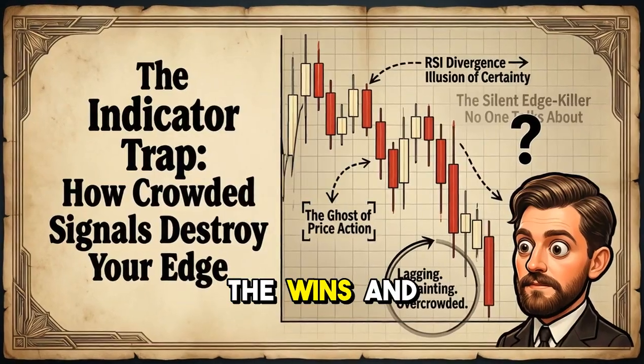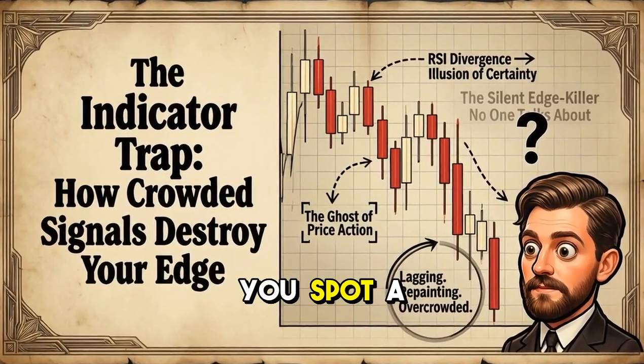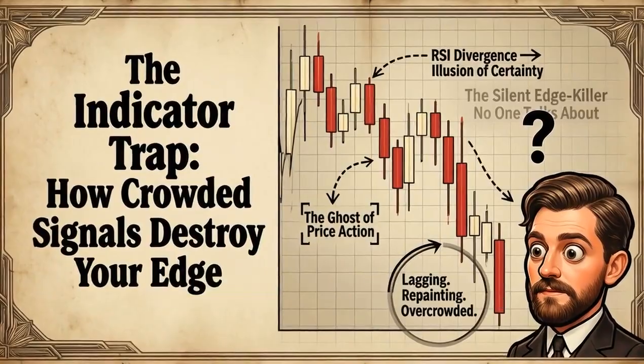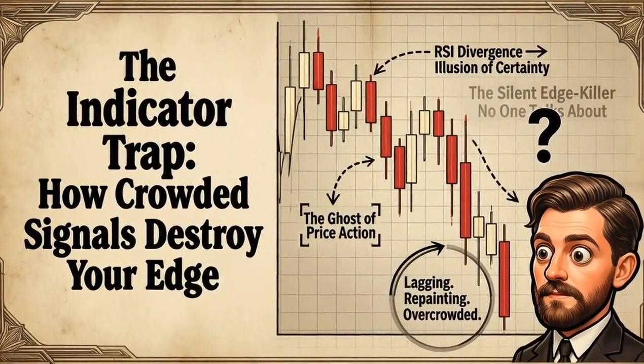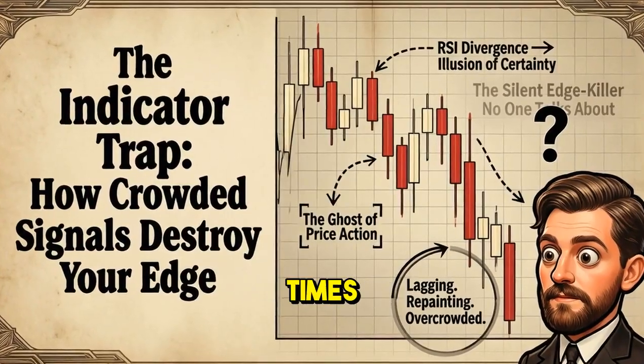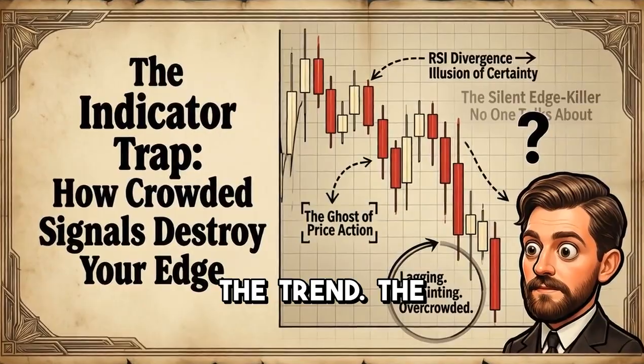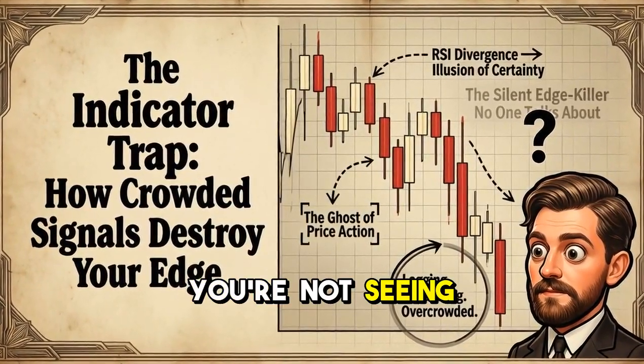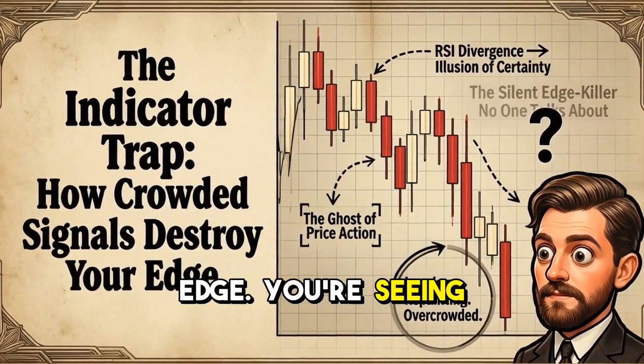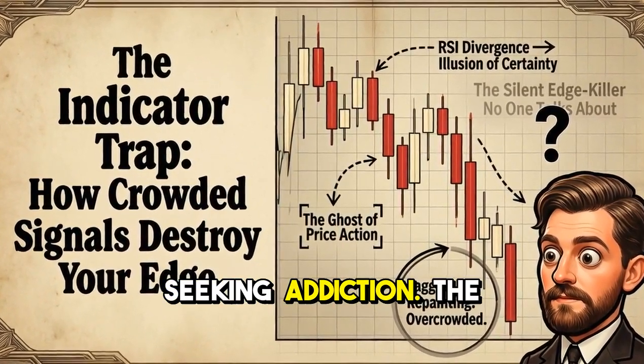You remember the wins and forget the losses. You spot a textbook RSI divergence, take the trade, and it works. You feel smart. But the 10 times it failed, you rationalize. I misread the trend. The news moved it. You're not seeing the indicator's edge. You're seeing your brain's pattern-seeking addiction.